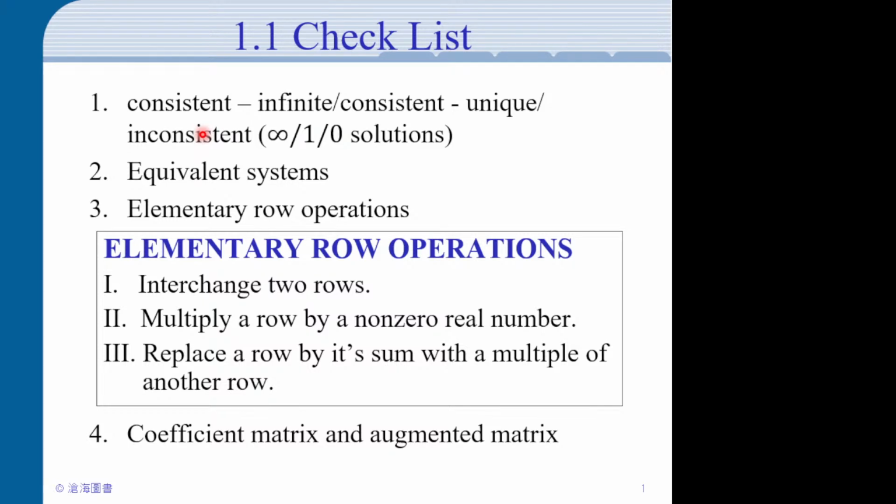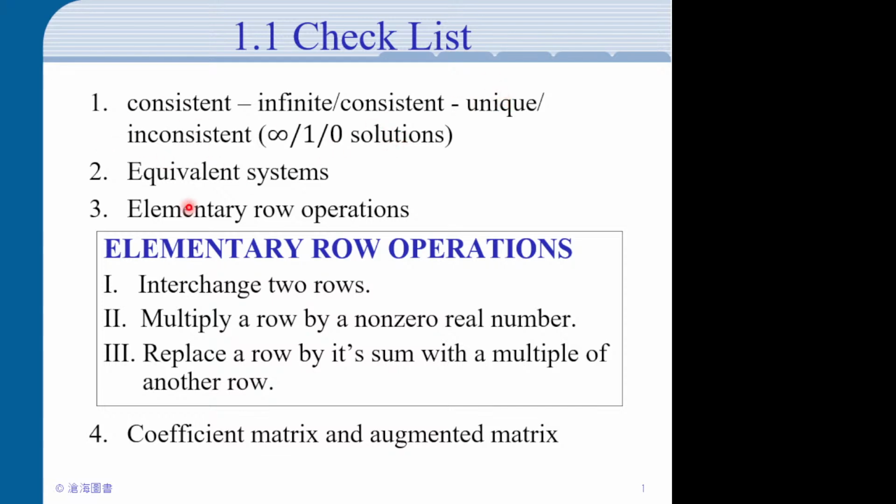So let's go through one by one. Let's start with 1.1, where we talk about solving linear systems. The first thing we say is that the number of solutions of a linear system has only 3 possibilities: it's either infinite, 1, or 0. Infinite is consistent with infinitely many solutions.